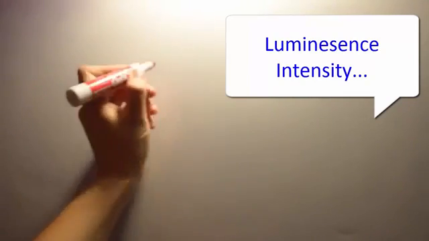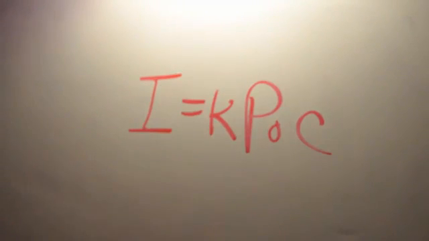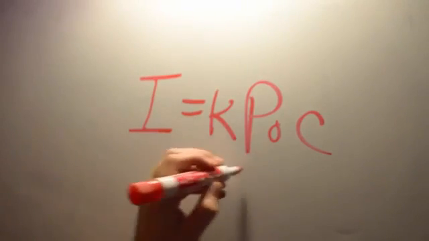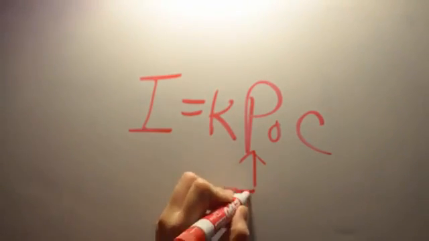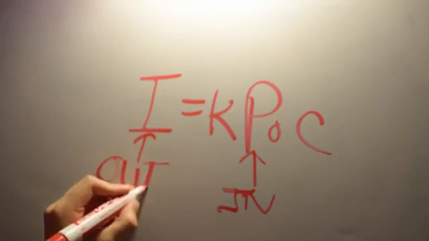The last thing I want to talk to you about is luminescence intensity, and that is represented by the equation I equals K P0 C. I represents luminescence intensity. K is just a proportionality constant. P0 we've seen before. That's the incident irradiance, or the initial irradiance. And C is the analyte concentration. So P0 represents the light that is going in, and the luminescence intensity represents the light that is coming out.